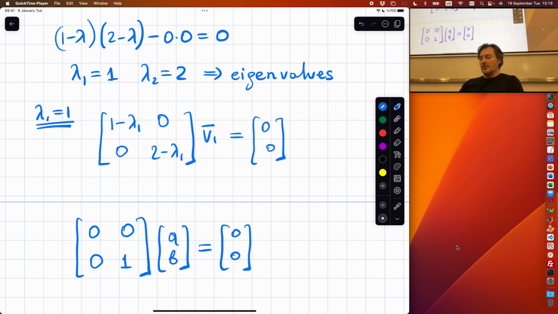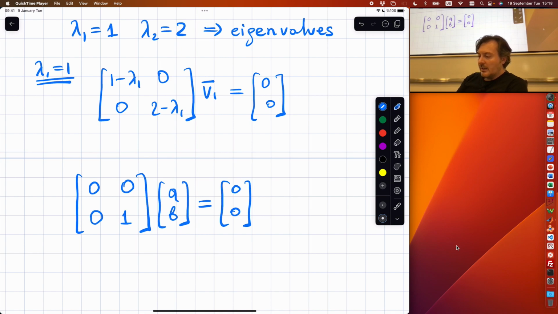Okay? So, I know what you are thinking. You can multiply 0, 0 by A, B and you will get 0 anyways, no matter what it is. And the rest is you can multiply 0, 1 with A, B and you are going to get B, which must be 0. So the only information that we are getting from here is that B must be 0. But that's a very important piece of information. So we got B equals 0, which tells you that the eigenvector is in the form A, 0.